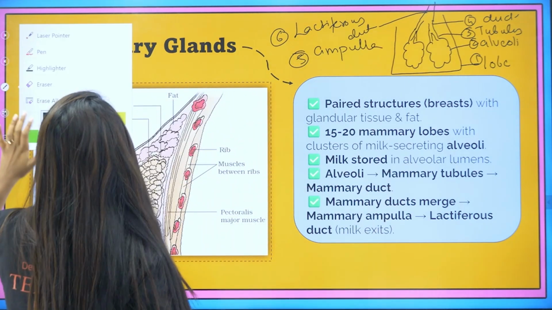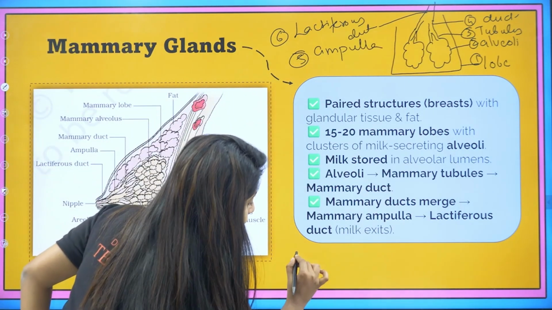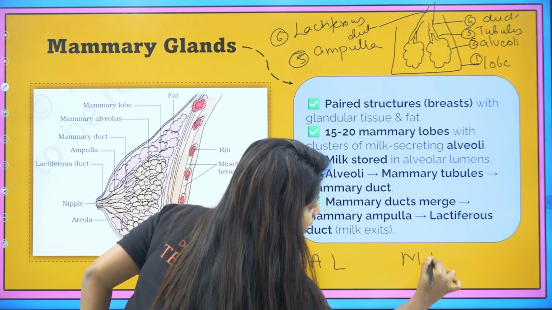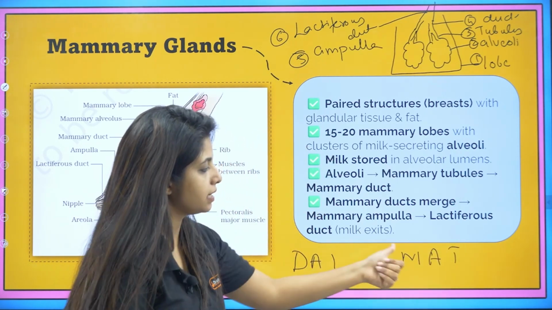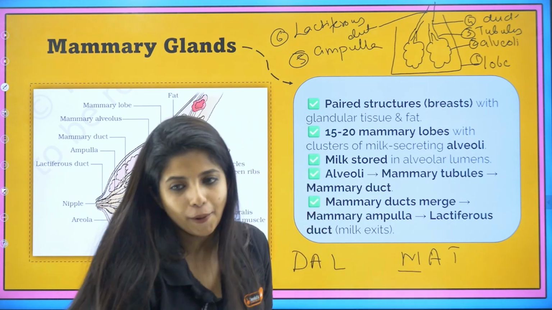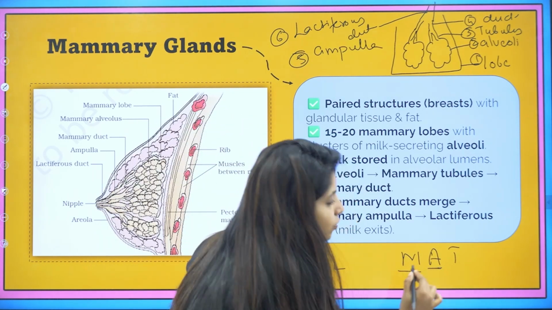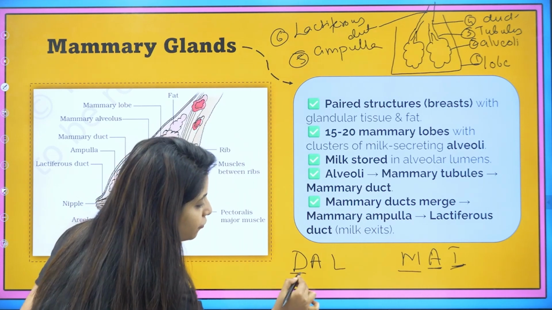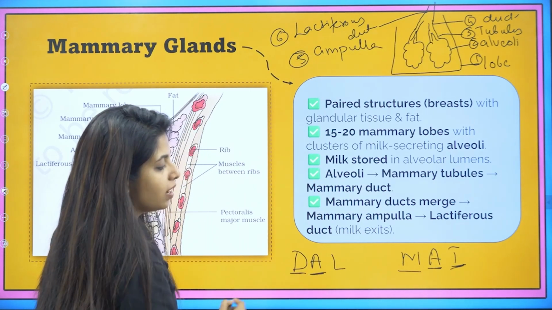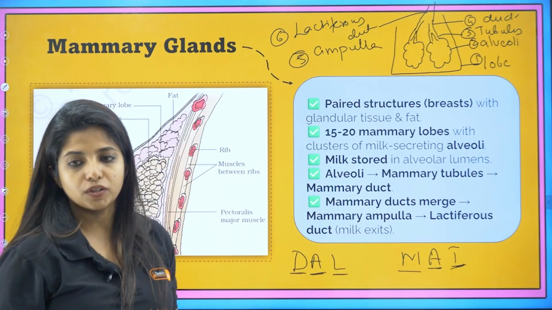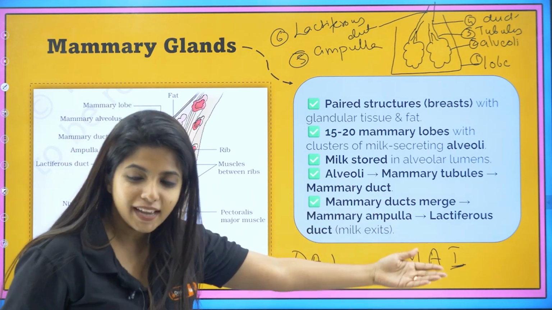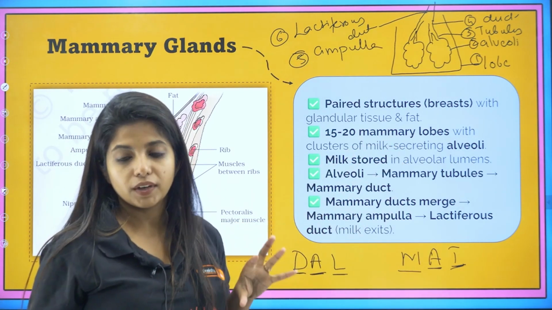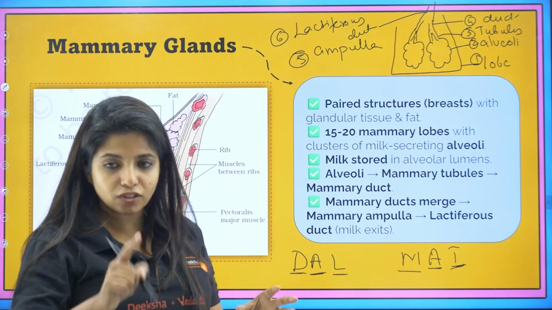So over here, I remembered it like this: Dal fell on mat. Mat is mammary lobes, then alveoli, then tubule, then dal, D for duct, then ampulla, and then lactiferous duct. So dal fell on mat. Either way, you can have your own way of remembering things, but it is very, very important to remember it structure-wise.